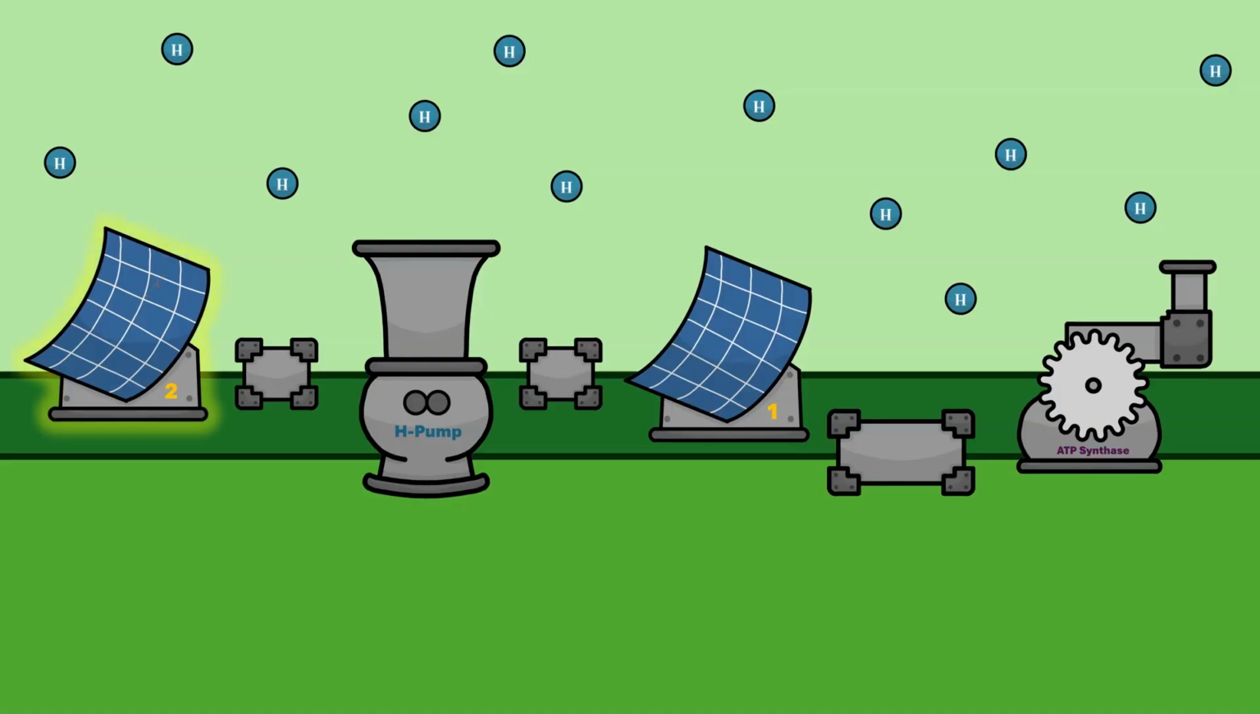These panels soak up sunlight and gain energy. The same energy splits a water molecule. H2O breaks into 2 hydrogen, an oxygen, and 2 electrons.